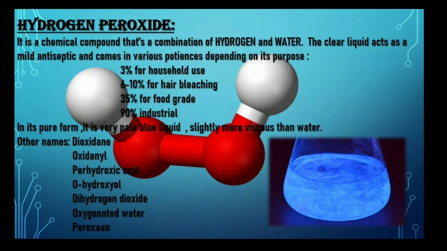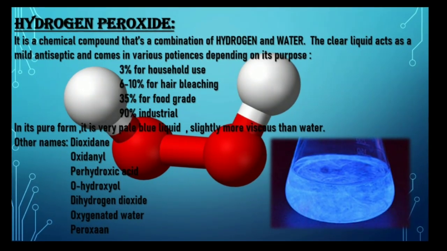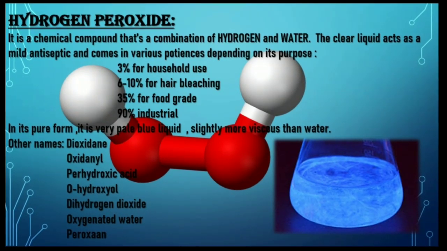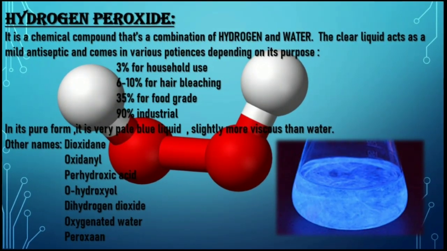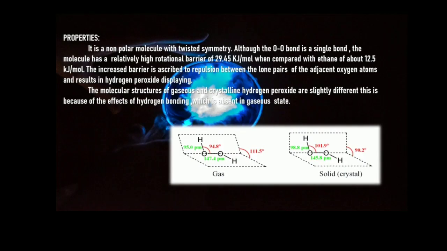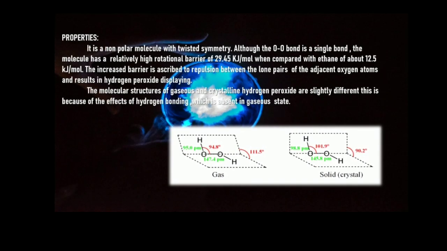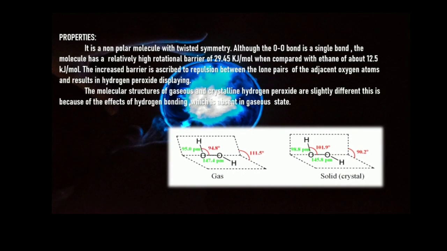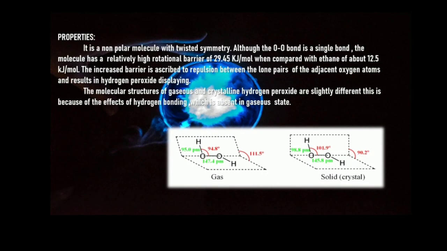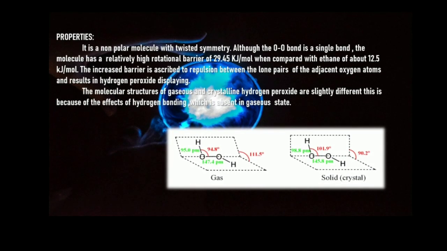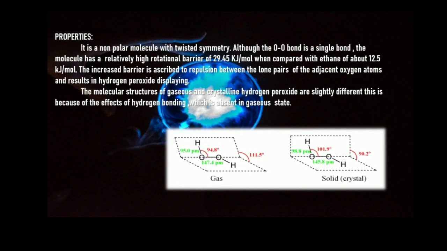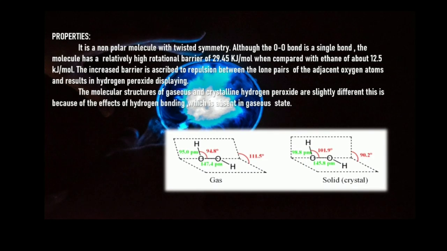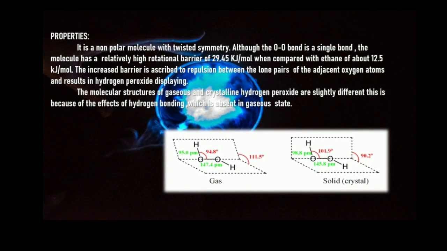It also has other names like dioxidine, oxidanyl, perhydroxyic acid, orthohydroxiol, dihydrogen dioxide, peroxan, and in common it is also known as oxygenated water. We know hydrogen peroxide is a thermodynamically unstable molecule and it is a very dilute solution, and its storage requires cool temperature and acidic conditions. These are some of the things we already know. But hydrogen peroxide has some special properties. Okay friends, let us learn.